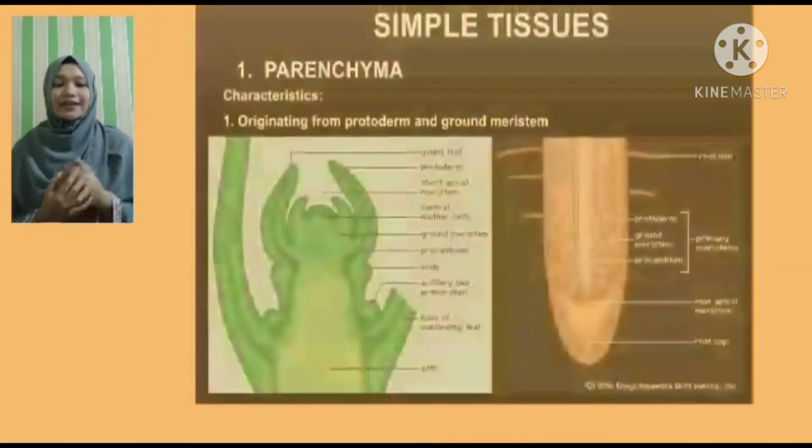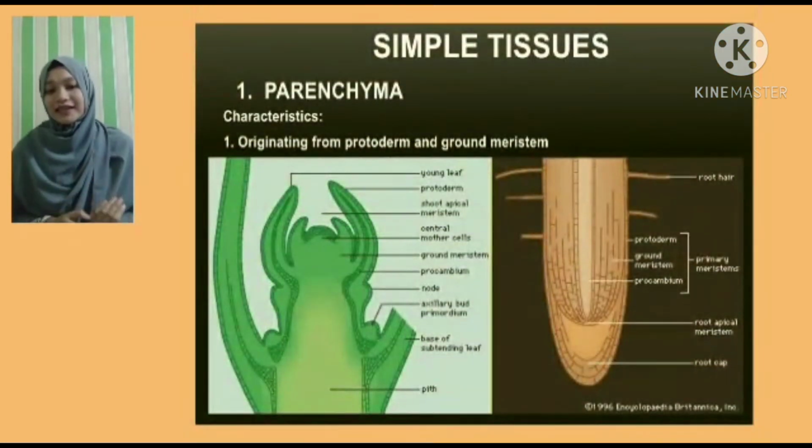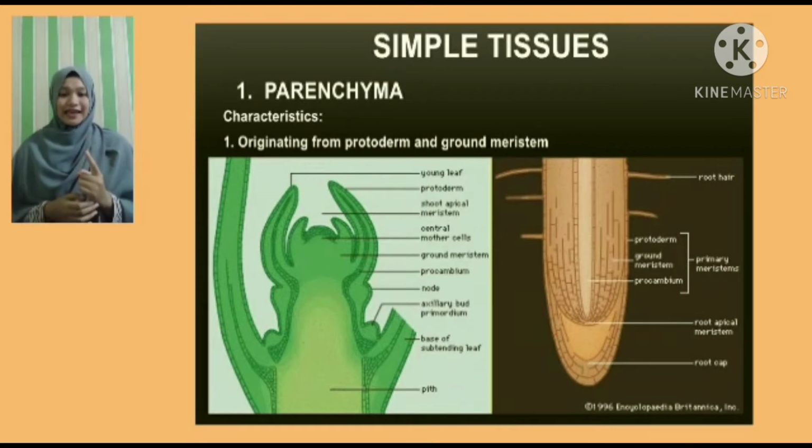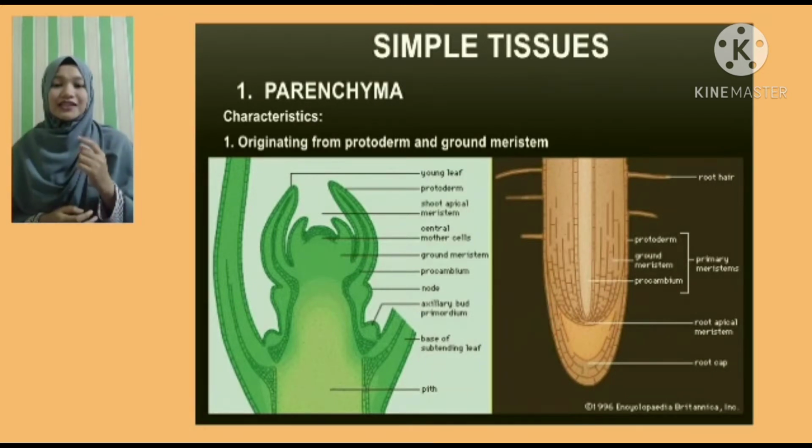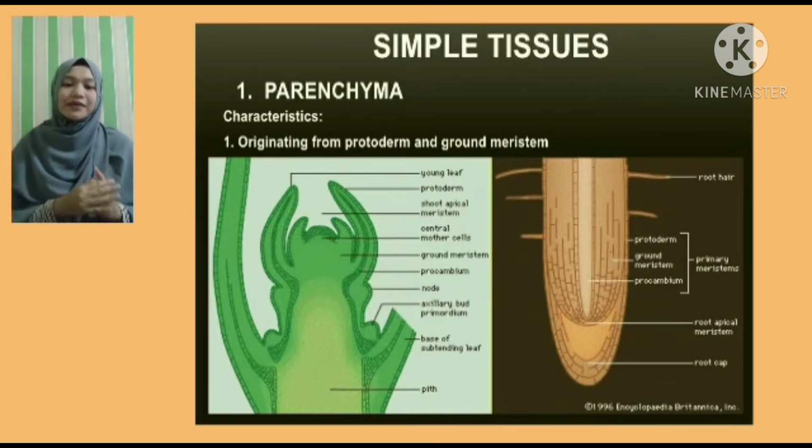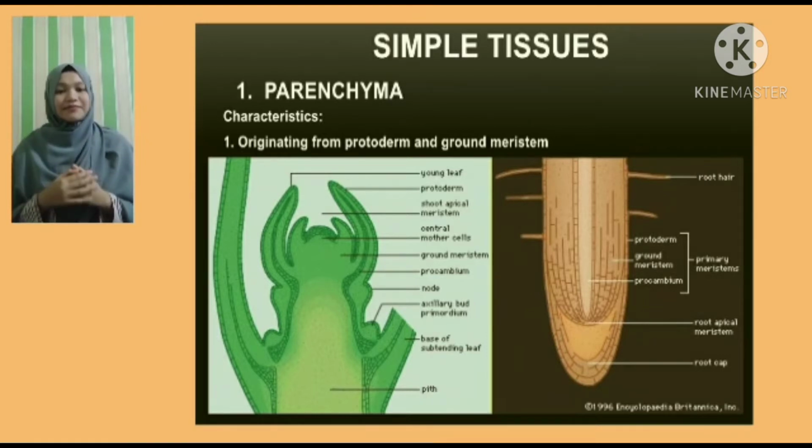Parenchyma tissue has several characteristics. The first characteristic is originating from protoderm and root meristem, which can be seen in the picture. Protoderm is the tissue that will become the epidermis.